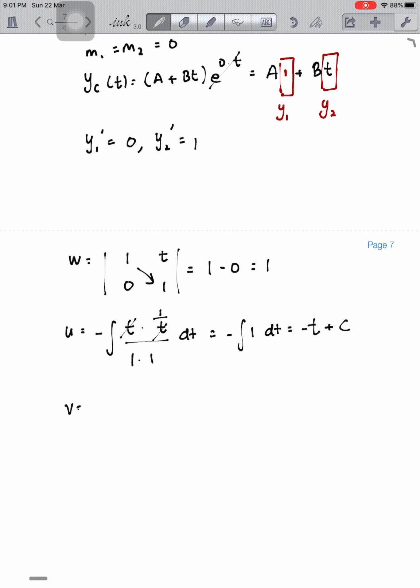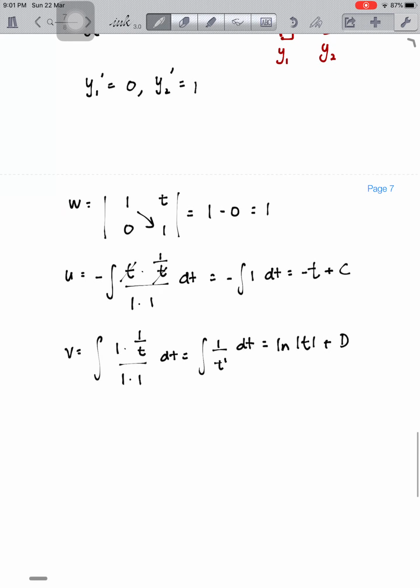And then I proceed to finding v. So it's going to be integration of y1, which is going to be 1 multiplied by 1 over t, over a multiplied by the Wronskian. And this is going to be integration of 1 over t dt. This is raising a rational function to the power of negative 1. This is the special case where it becomes log of t plus integration constant d.